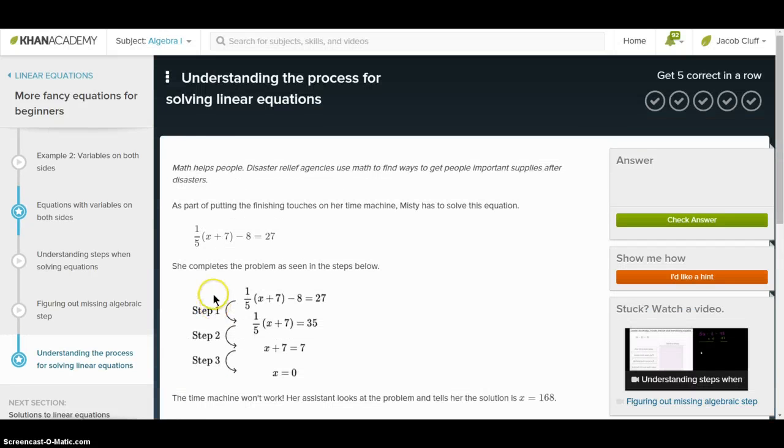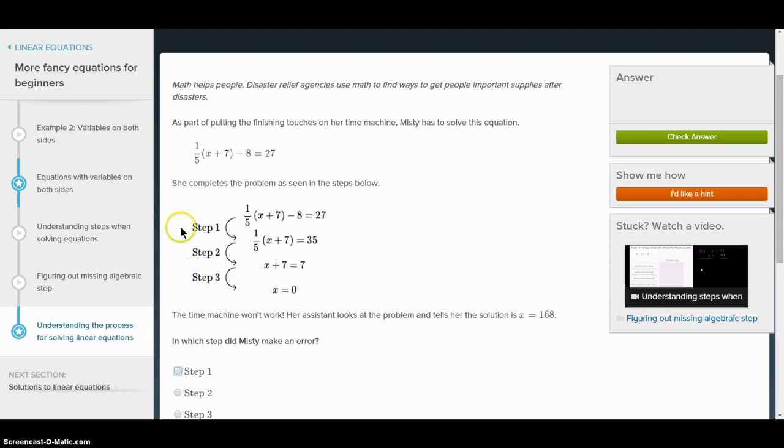So in this video we're going to go over understanding the process for solving linear equations. And we have this equation here, 1/5 (x plus 7) minus 8 equals 27. And then there are 3 steps that they use to solve this. One of them is wrong. We're asked to find where they went wrong. So what we're going to do is pretty much solve this equation and see how they did it.